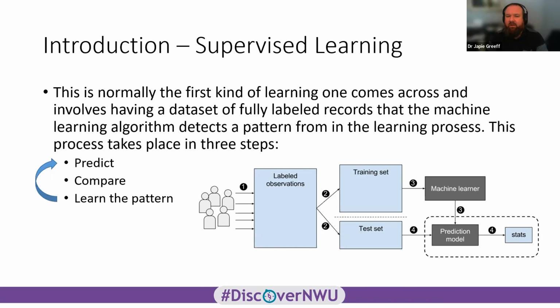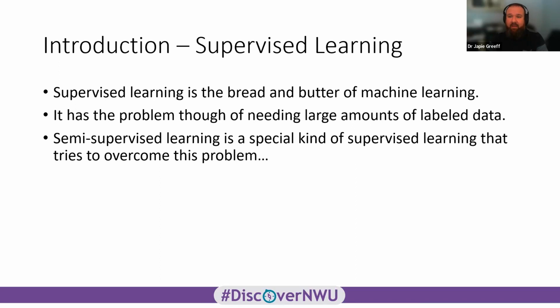And the whole idea here is to try and learn the underlying pattern that is inside of the data. Okay? So it's not going to give you any information that is outside of the data, but anything that is contained within that data set, that's what you're after. As I mentioned, it's the bread and butter of machine learning, as it is the one that finds the most application in industry and even, to a large extent, in research. But it has the disadvantage of needing very large amounts of labeled data, especially something like deep learning, which needs so many records.